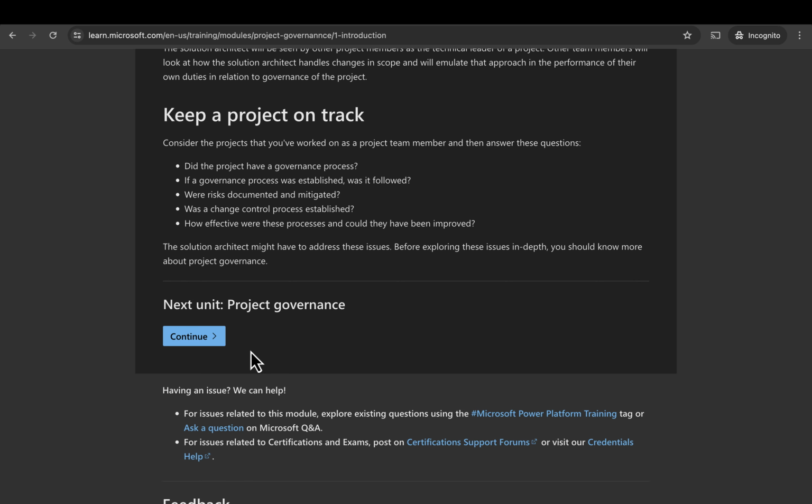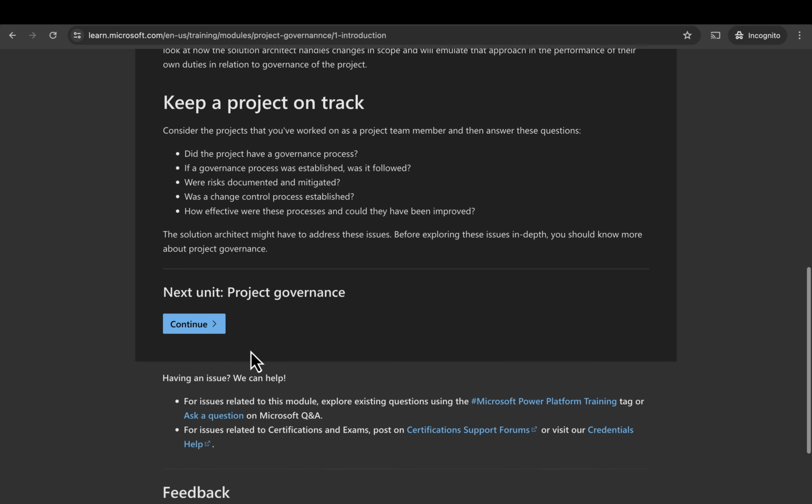Consider the projects that you've worked on as a project team member and then answer these questions. Did the project have a governance process? If a governance process was established, was it followed? Were risks documented and mitigated? Was a change control process established? How effective were these processes and could they have been improved? The solution architect might have to address these issues. Before exploring these issues in depth, you should know more about project governance.